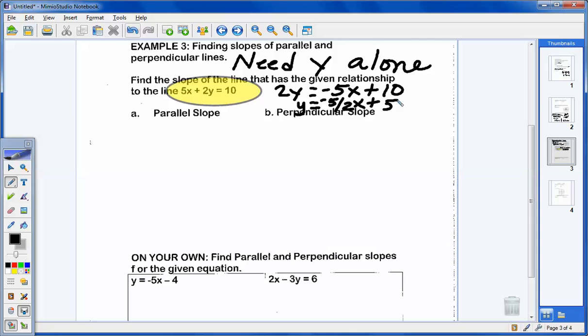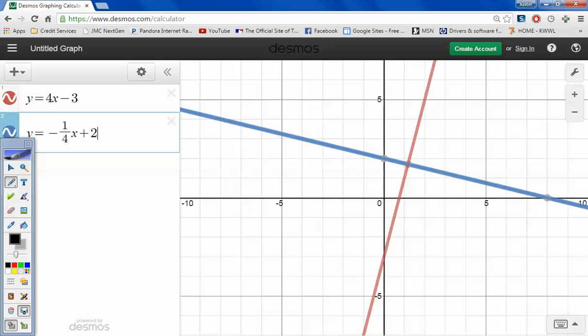Can I identify a slope in this line? Yes. What is it? Negative 5 over 2. So the question becomes, guys, if I had another line, and you want that line to be parallel, what would the slope have to be? Negative 5 over 2 is the slope you would need to have as a parallel line to this. I'm going to go back to Desmos. Watch this. This is so cool.